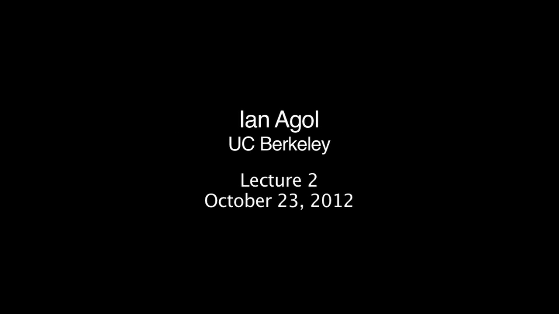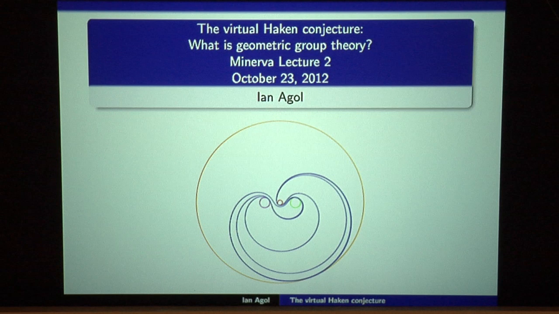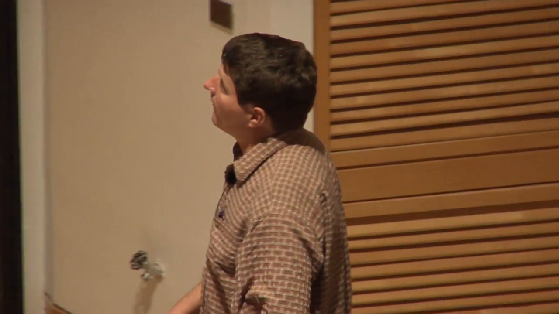Today I'm going to talk about, again, our goal is to understand this virtual Haken question. And today is mostly going to be a discussion of geometric group theory. So recall our goal is to explain these four questions of Thurston from 1982 about three manifolds and having to do with finite sheeted covers.